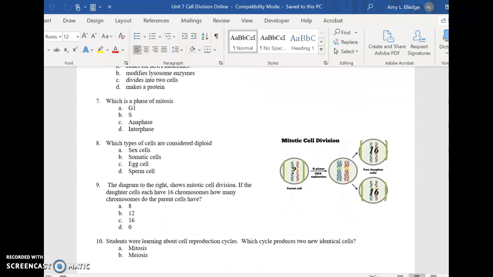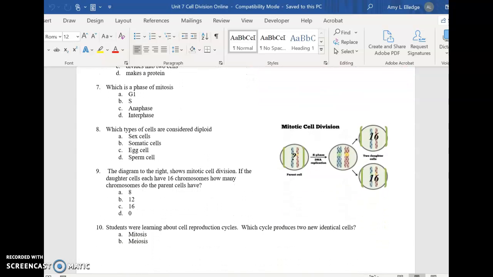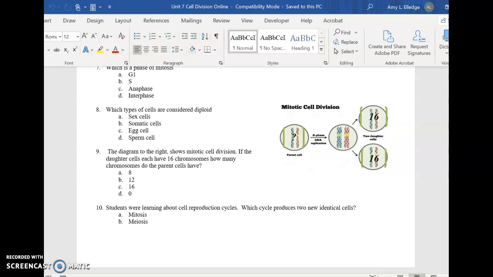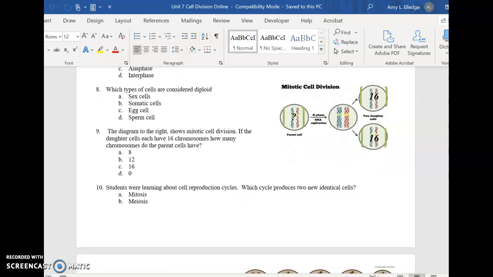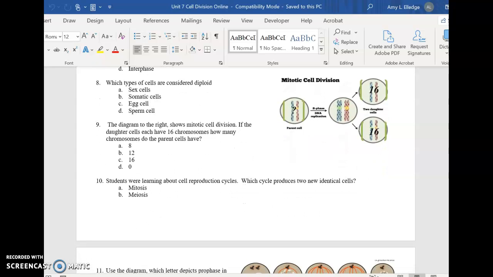And that happens in the S phase of interphase, which is a phase of mitosis. So mitosis is PMAT. So which one of these is PMAT? Well, that's going to be C, anaphase. G1 is the first part of interphase. S is the second part, and then you would have G2. And so those are all interphase. And interphase is not part of mitosis, only PMAT. It occurs before it.